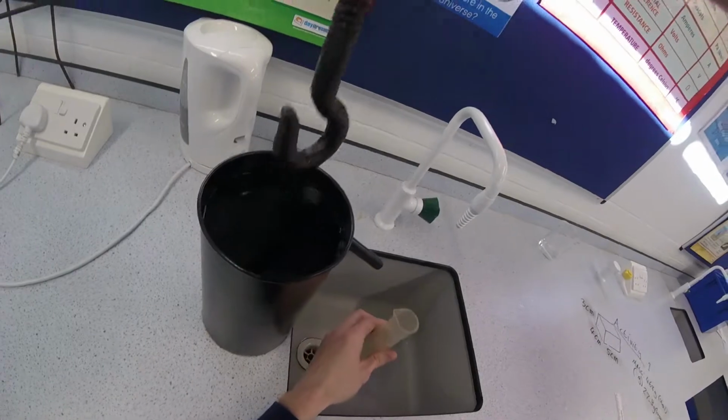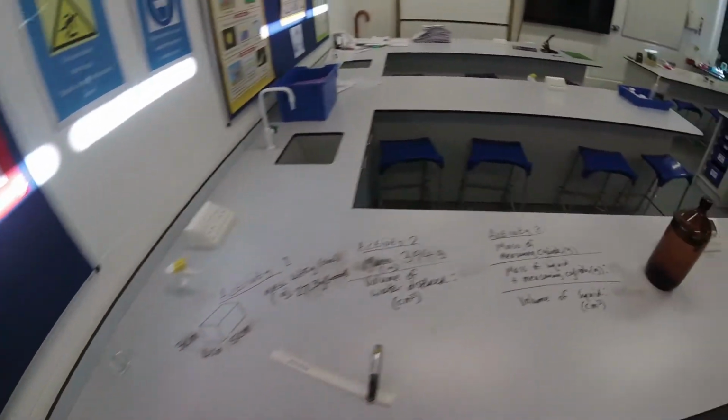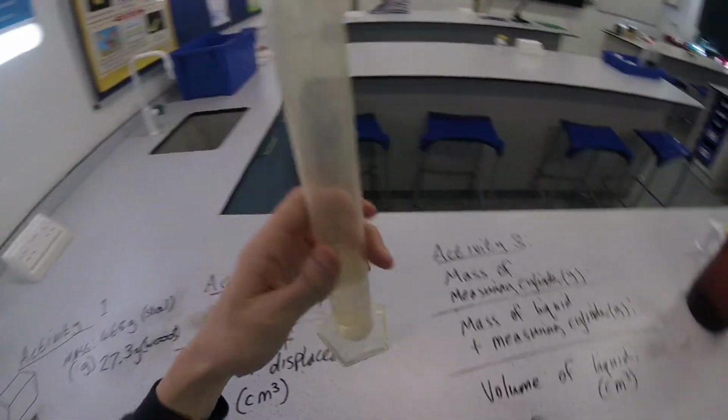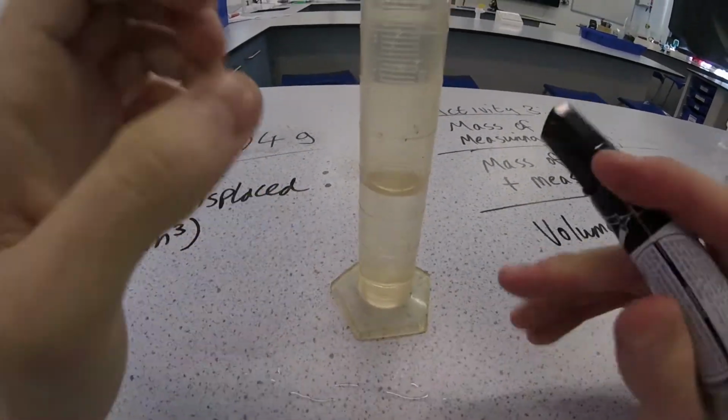There we go. So I'm going to take a reading of volume from the measuring cylinder. So I'll pop it on the table to get down eye level with it to minimize errors, and I can see that I've got a volume.